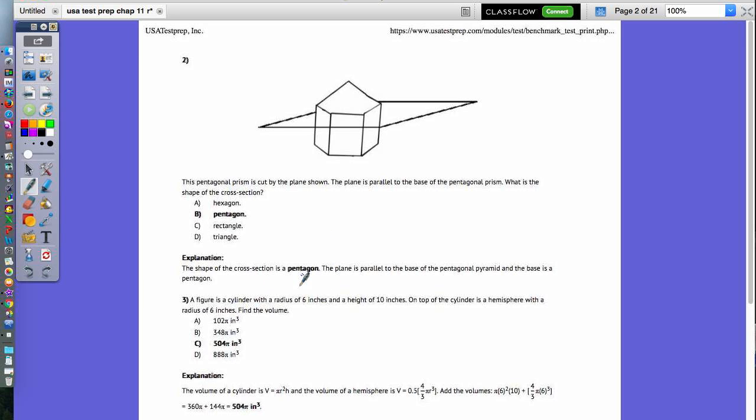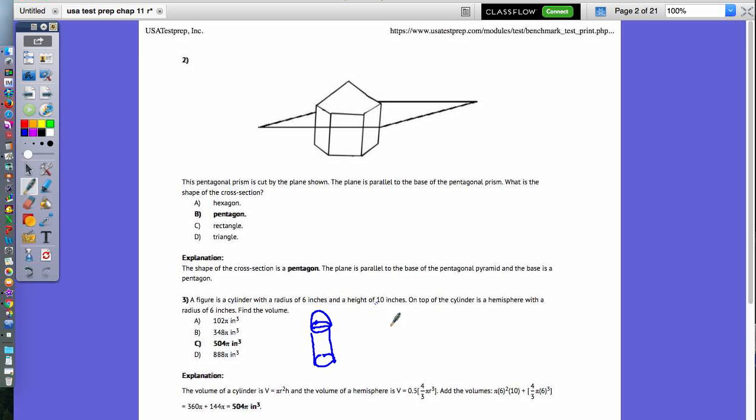A figure is a cylinder with a radius of 6 inches and a height of 10. On top of the cylinder is a hemisphere with a radius of 6 inches. Find the volume. So we have to find the volume of a cylinder and then the volume of a hemisphere. To find the volume of the cylinder, we find the area of the base. This is a circle. So for area, we're using pi radius squared.